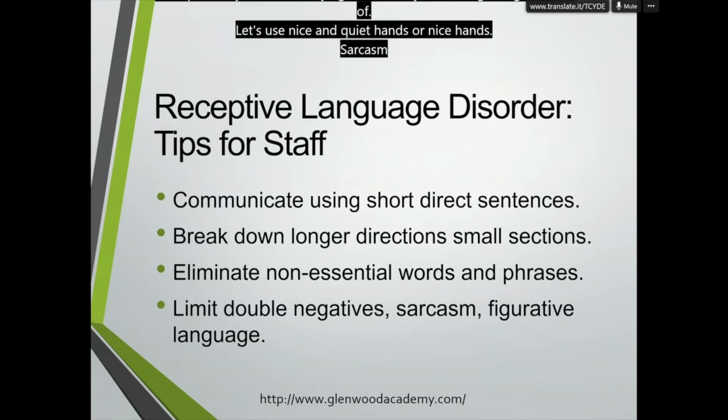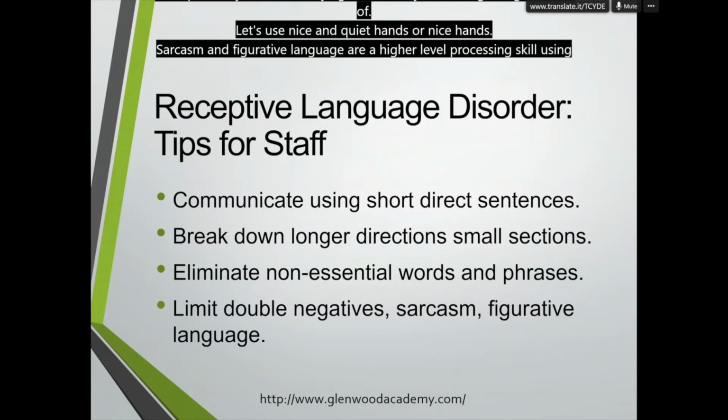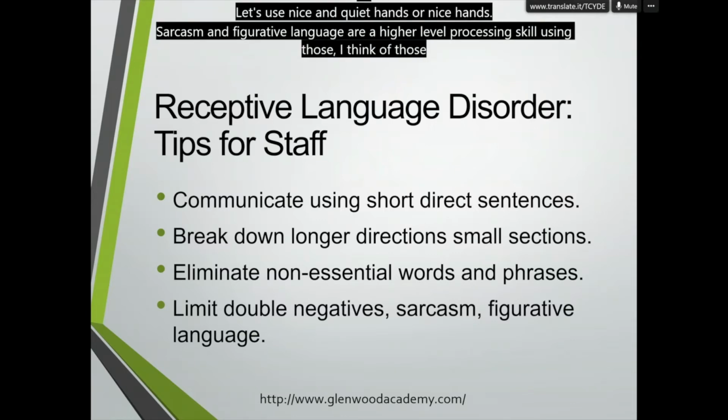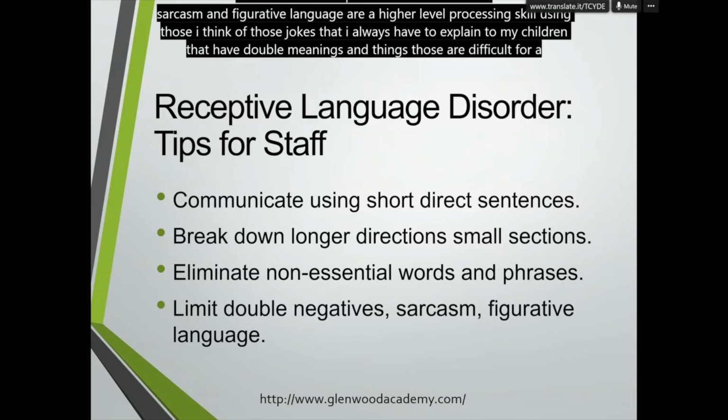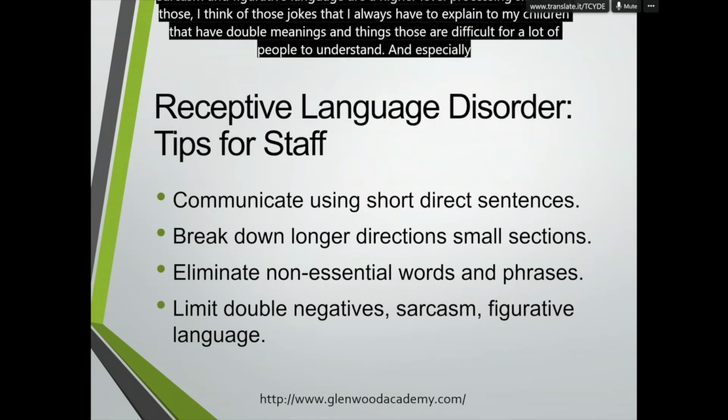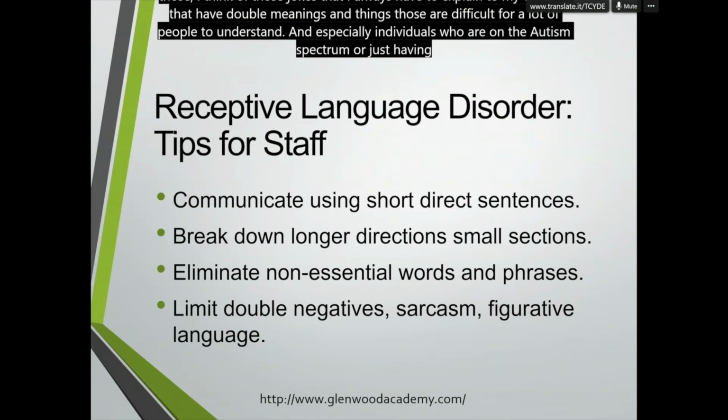Sarcasm and figurative language are a higher level processing skill. I think of those jokes that I always have to explain to my children that have double meanings. Those are difficult for a lot of people to understand, and especially individuals who are on the autism spectrum or just having receptive language difficulties in general.